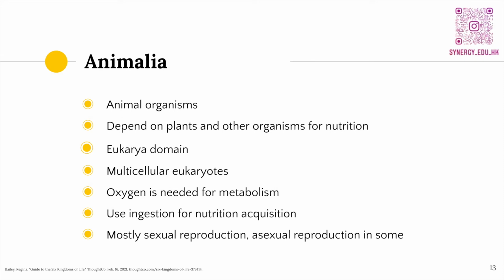Animalia are animal organisms, and these depend on plants and other organisms for nutrition. These belong to the eukarya domain, are multicellular eukaryotes, and oxygen is needed for metabolism. Their method of nutrient acquisition is ingestion, and mostly sexual reproduction is used. However, asexual reproduction is also used in some.